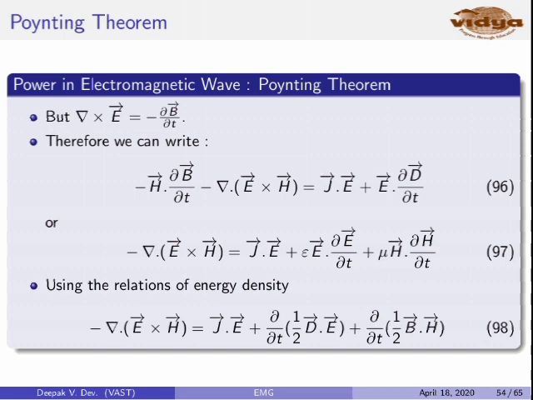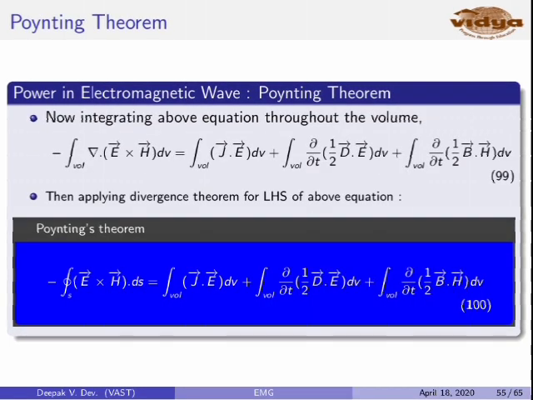Now let us take the volume integral on the left side and right side of the previous equation, and we will get this big equation. In this equation there is del dot E cross H, so here we are taking divergence. This divergence can be eliminated by using the divergence theorem. So by using the divergence theorem, this volume integral can be converted into a surface integral. So it becomes the integral over the surface of E cross H ds, and all the remaining terms are the same. So this 100th equation is the mathematical form of Poynting theorem.